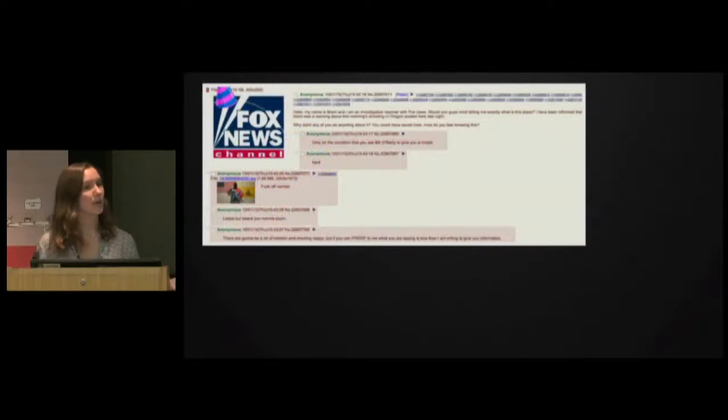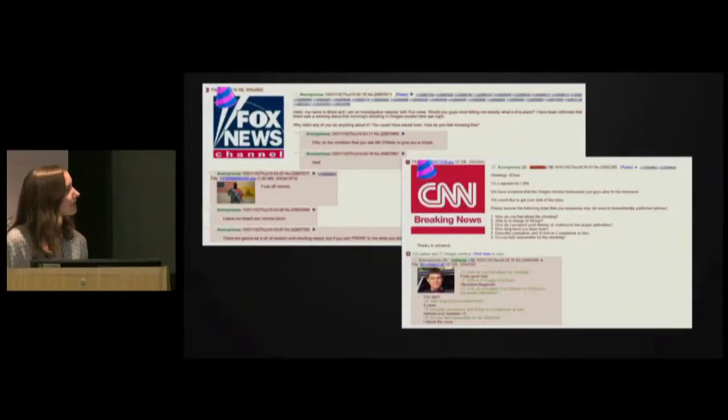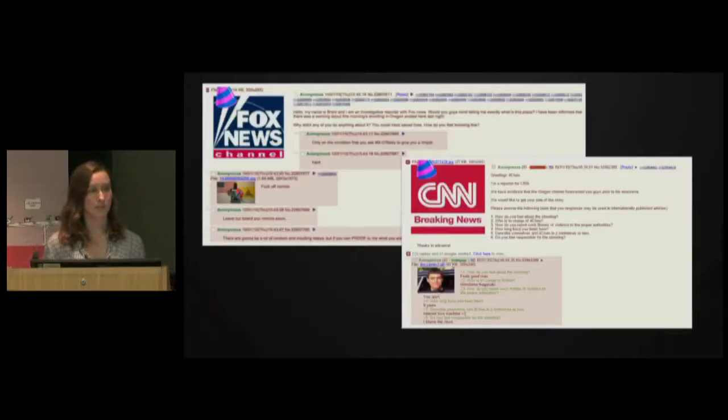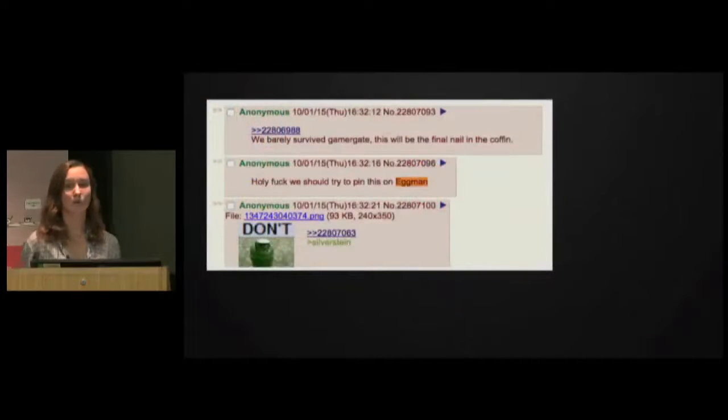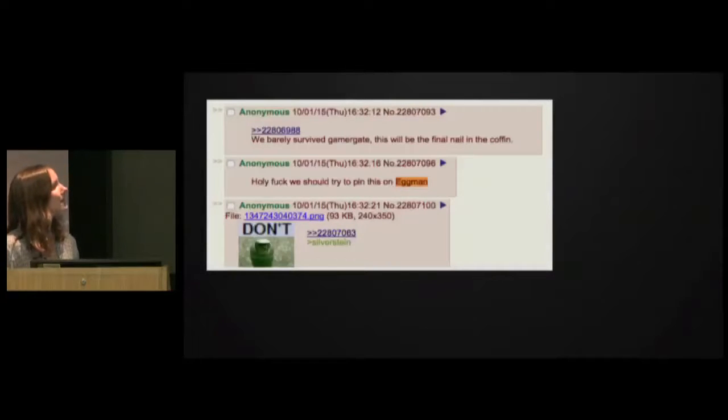News media started following up on these leads, asking 4chan users for help in identifying the gunman. Some even went so far as to ask if 4chan users felt responsible for the shooting itself. This did not go over well with 4chan users, who immediately started generating fake suspects as pranks for media outlets. Here they can be seen floating the idea of pinning the shooting on 4chan user Eggman, who's a really prominent figure on this board.